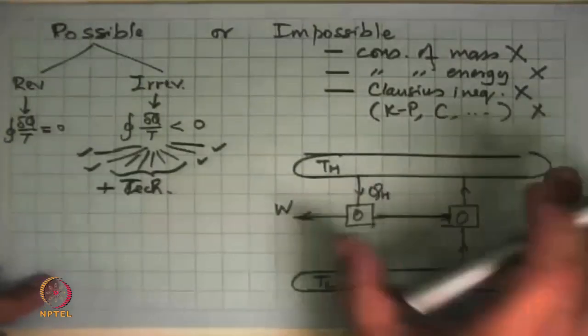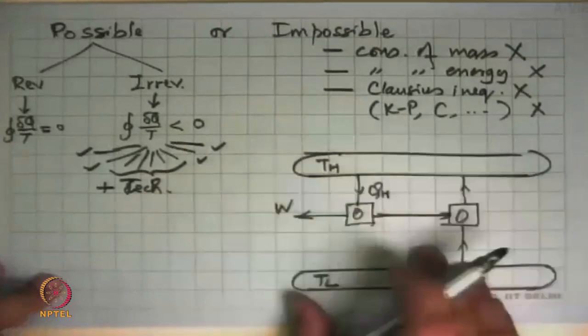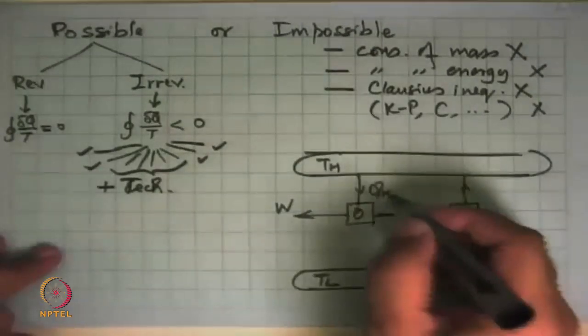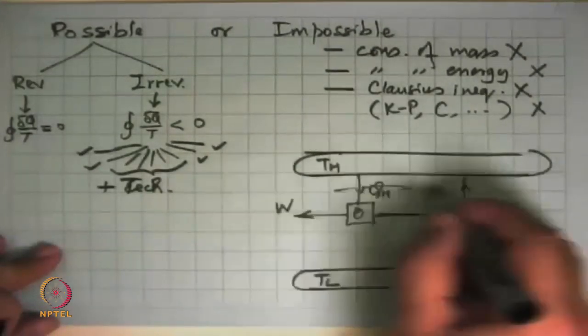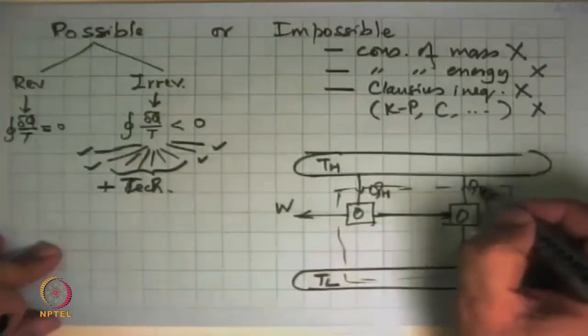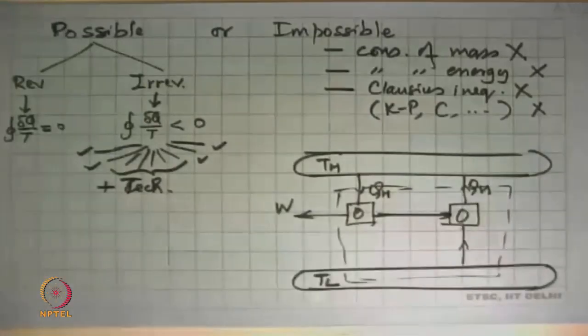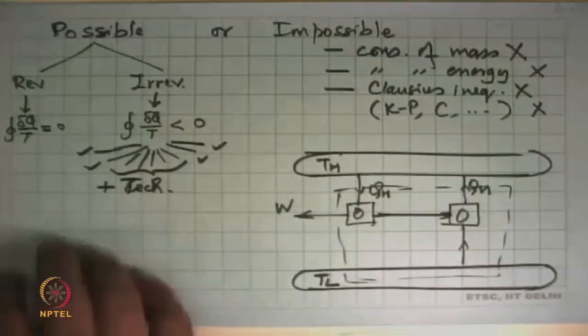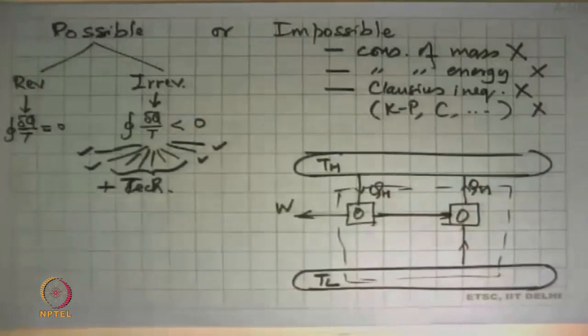So I'm going to leave it to you to do this small exercise. Just redefine the system in a different way and see what you get. So this is QH, this is QH, and this is what was happening. So that's that. Any more questions? No.